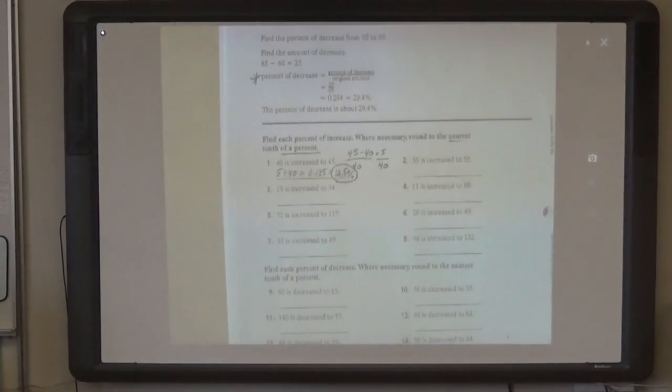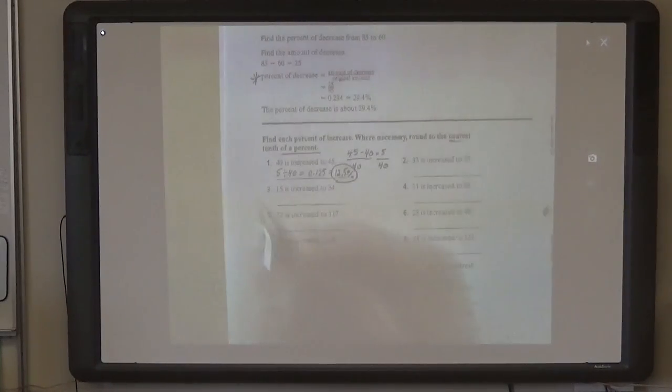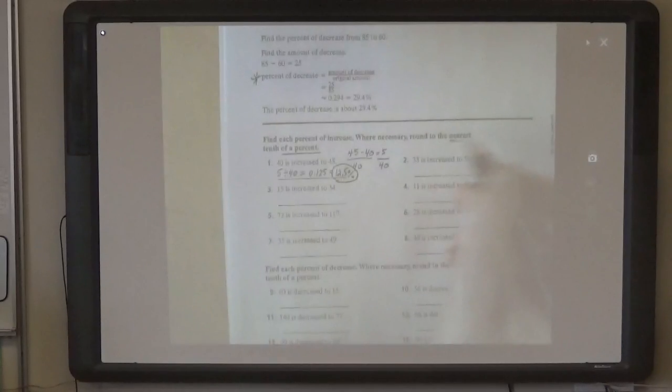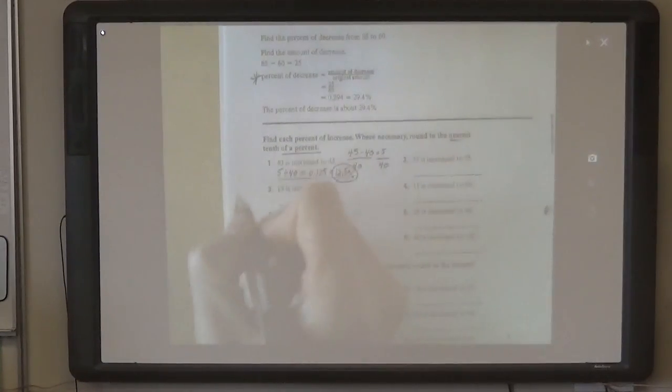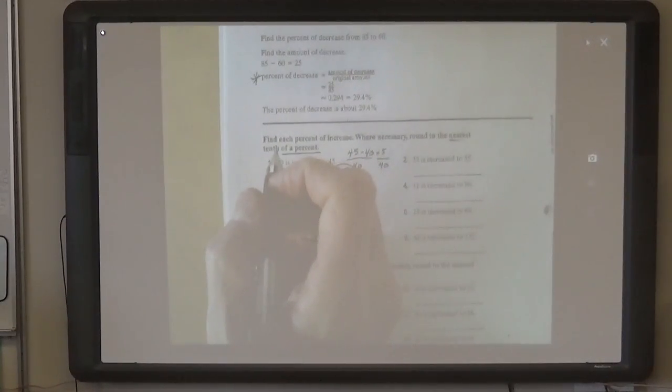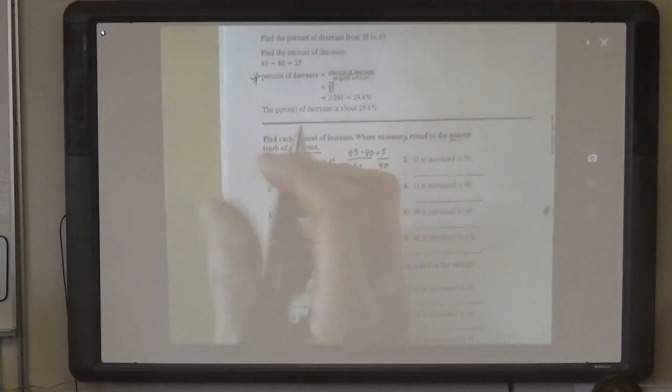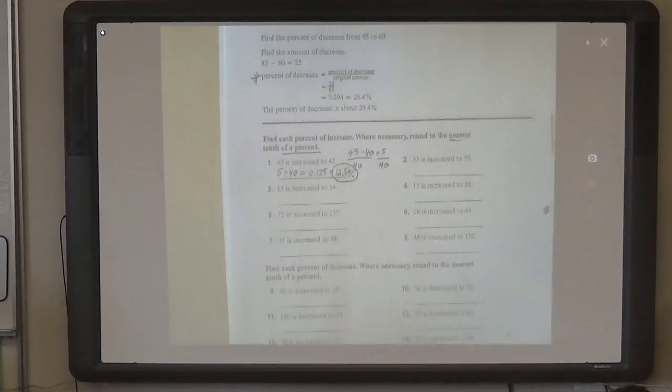Now, what if you accidentally didn't follow the directions and you rounded to the nearest tenth first? Would you get the same answer? What would 0.125 rounded to the nearest tenth be? 0.1.